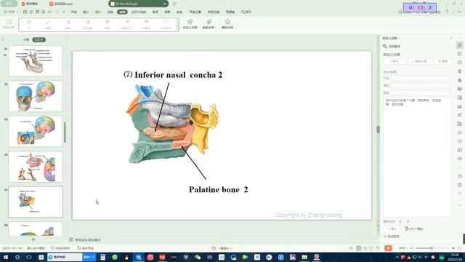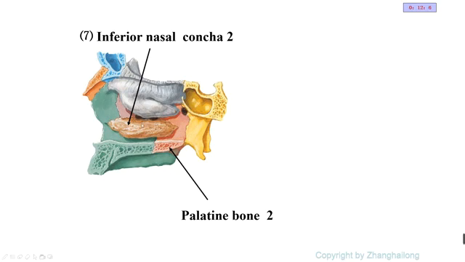Okay, now let's see the next one. The seventh is the inferior nasal concha. From here you see this wall is the lateral wall of the right nasal cavity. Here is the inferior nasal concha, here the middle nasal concha, here the superior nasal concha, but the superior and middle nasal conchae belong to the ethmoid bone. You know the ethmoid bone has a horizontal plate, a vertical plate, and the two lateral sides are the ethmoid labyrinths. Okay, and here is the inferior nasal concha connected with the lateral wall, but it's a separate bone. Yes, it's one bone. You see here is the palatine bone, horizontal plate, vertical plate.